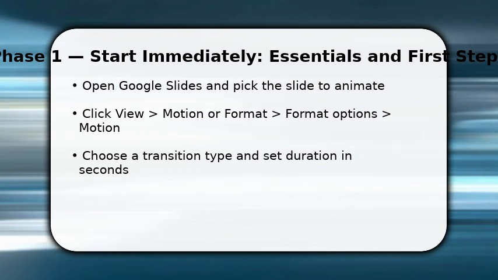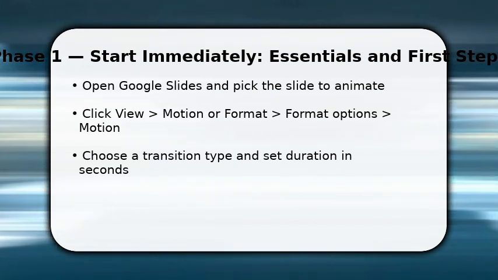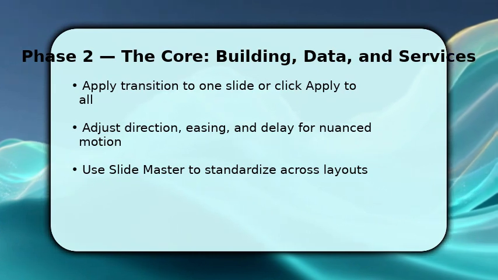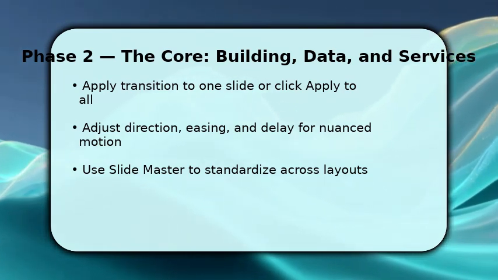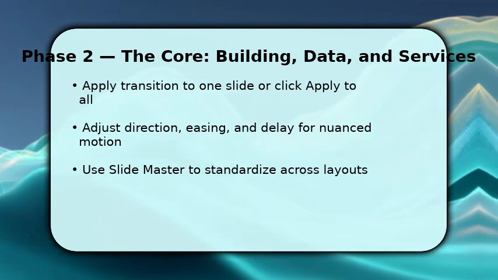Make sure to test a short 0.5 to 1.0 second duration for most slides. It keeps flow steady. You'll notice how faster transitions speed pacing, while longer ones create deliberate emphasis. Next, refine transitions across slides. Select a slide, tweak direction, and ease in versus ease out to shape motion feel.